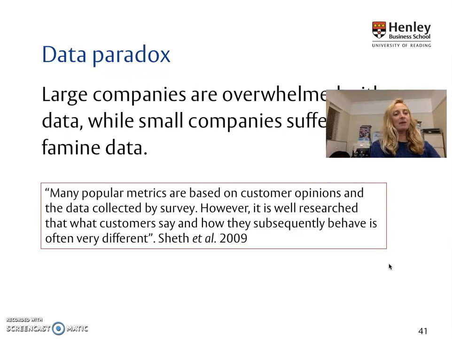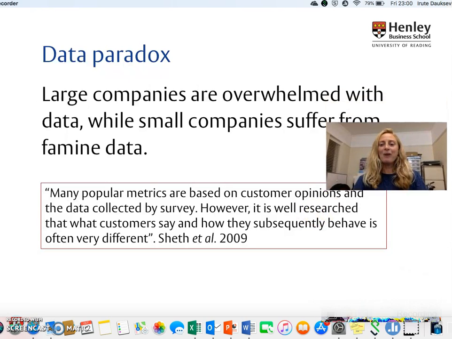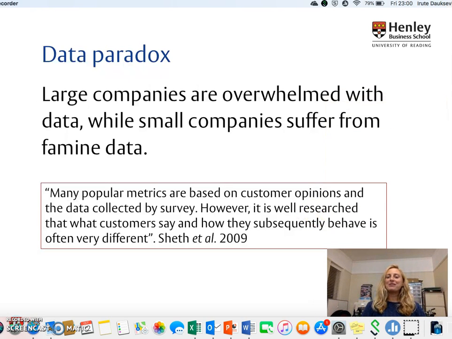There is a bit of a data paradox. While large companies are overwhelmed with data today, small companies suffer from data famine. And this is where the problem is. Some have too much data, others have too little data.